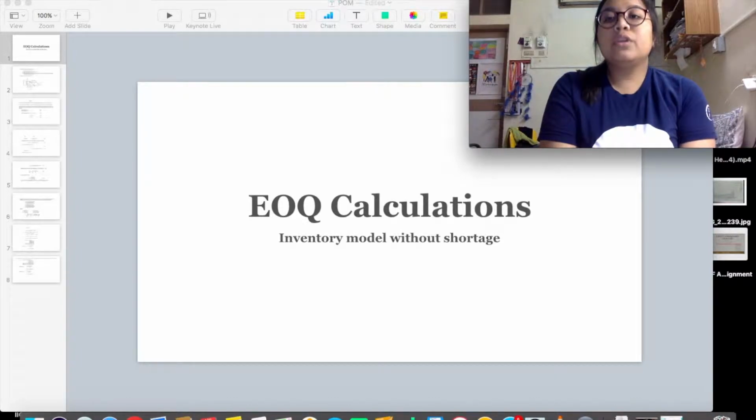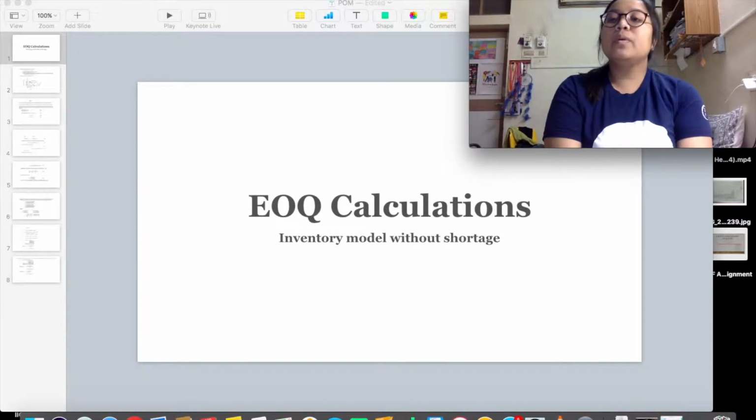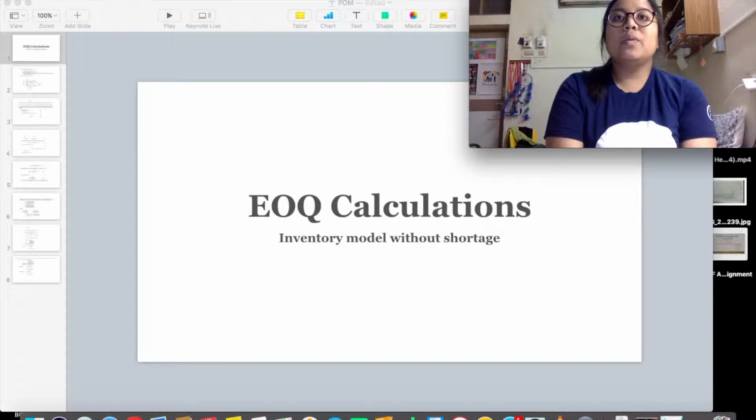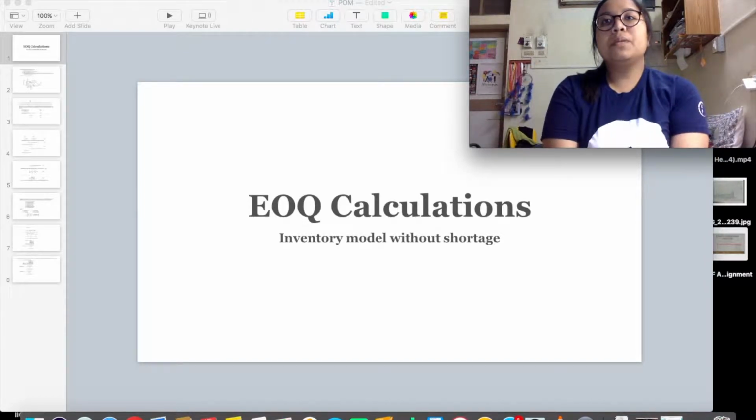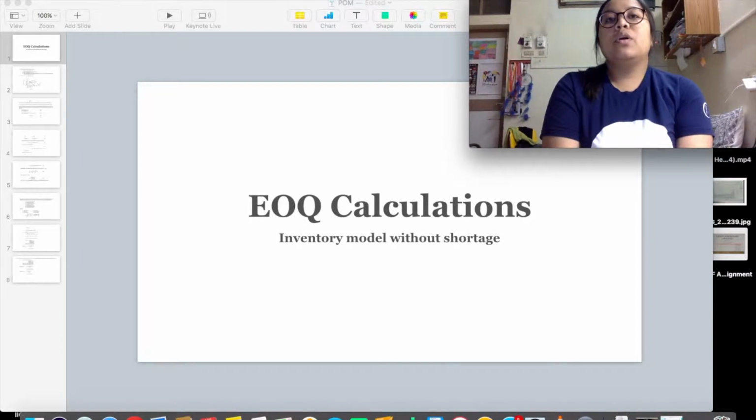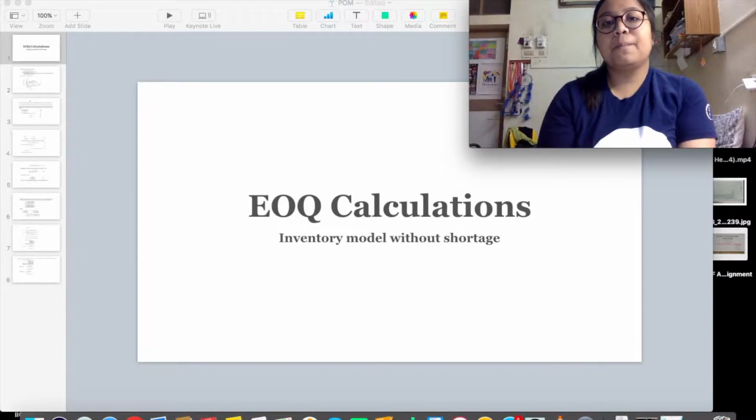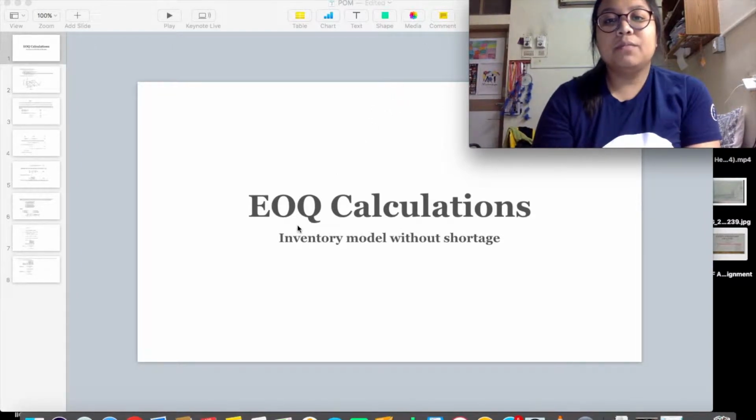Starting with EOQ, it is the acronym for economic order quantity. The economic order quantity is the optimum quantity of goods to be purchased at one time in order to minimize the annual total cost of ordering and carrying or holding items in inventory. EOQ is also referred to as the optimum lot size. We begin with the EOQ calculations without shortage.